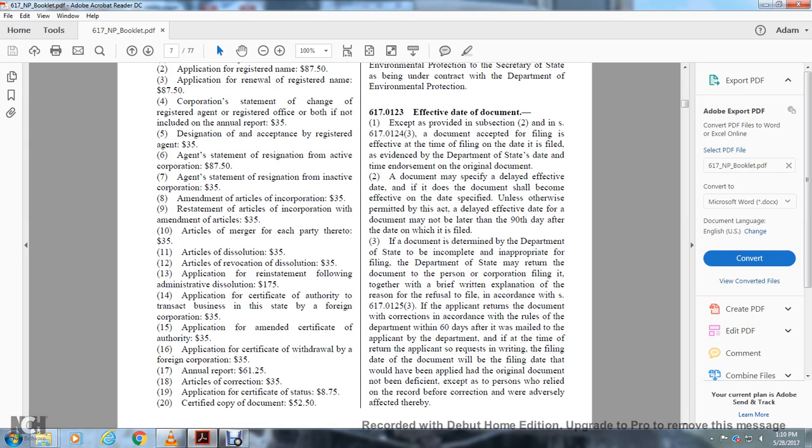617-123, effective date of documents, except as provided in subsection 2 and statute 617.0124. 3. The document, except for the filing, is effective at the time of filing on the date filed, as evidenced by the Department of State's date and time endorsement on the original document.